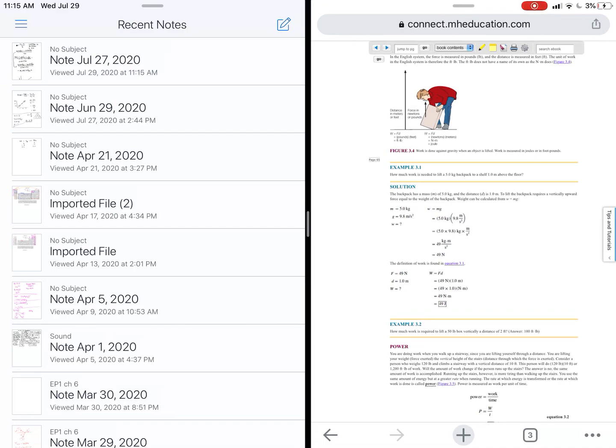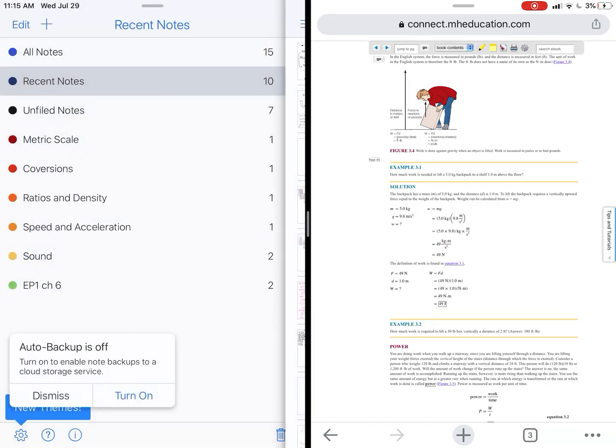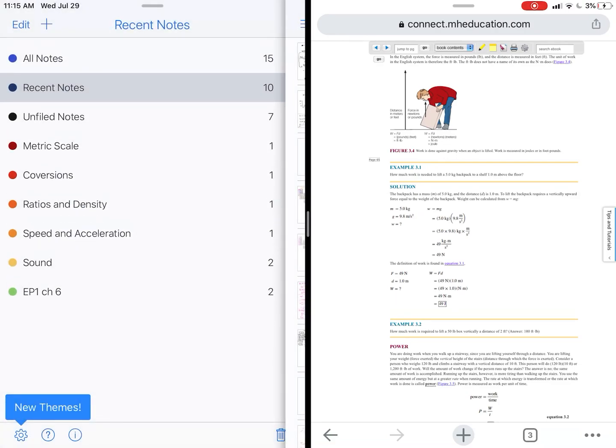I think it's gonna let me do this now. I said that and now it's not. Ugh, I don't like technology.